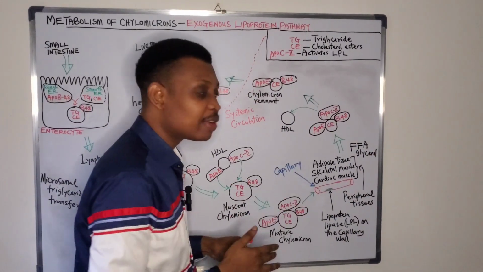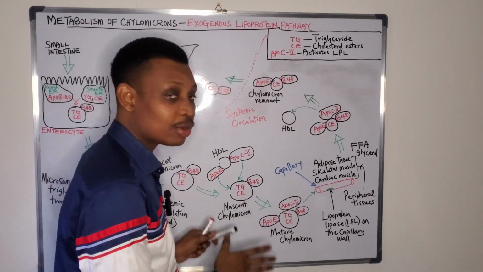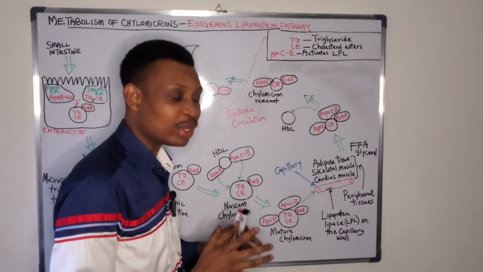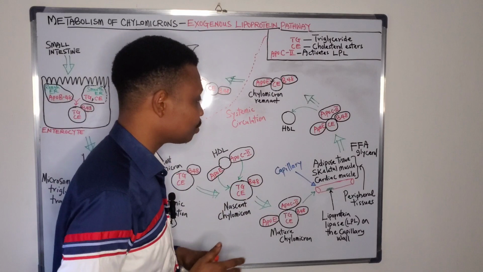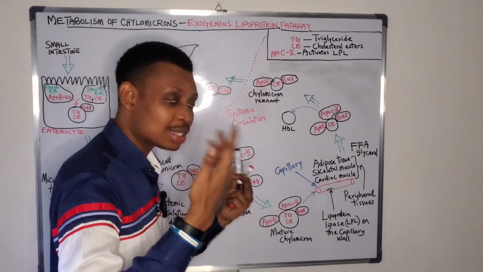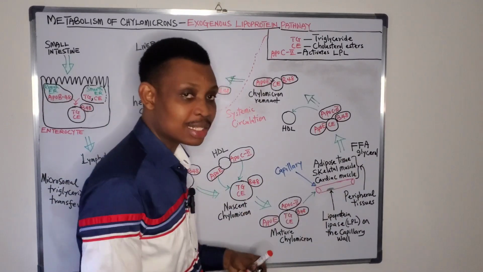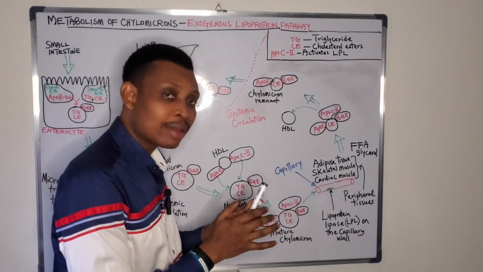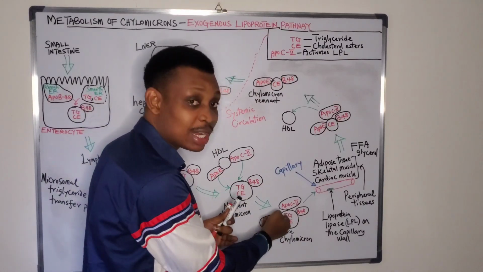Also, some of the free fatty acids may be found in the systemic circulation, and then albumin will bind to these free fatty acids and transport them to the liver, where they will be reused to synthesize triglycerides.